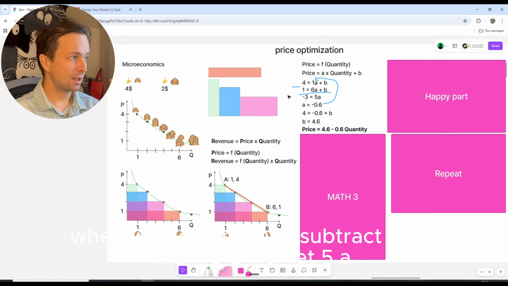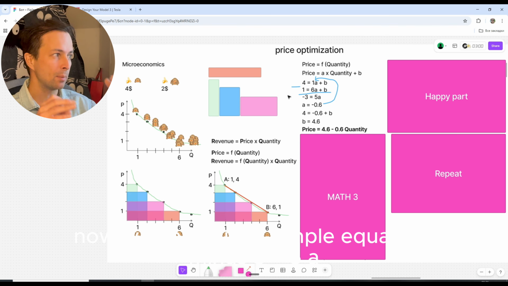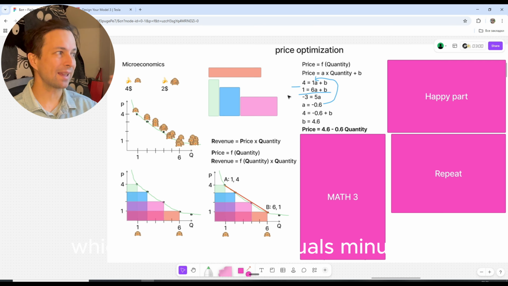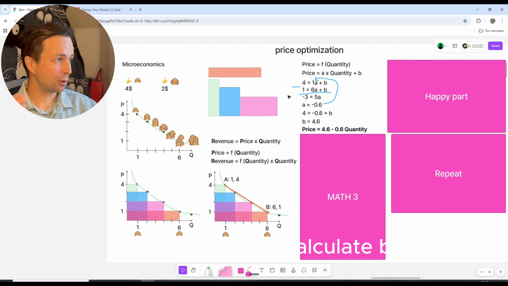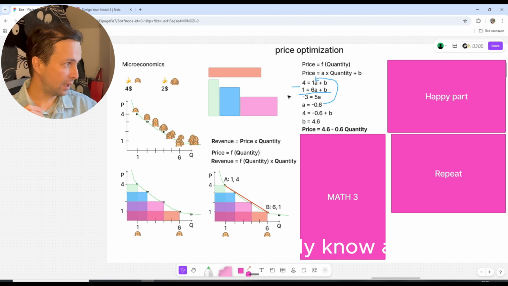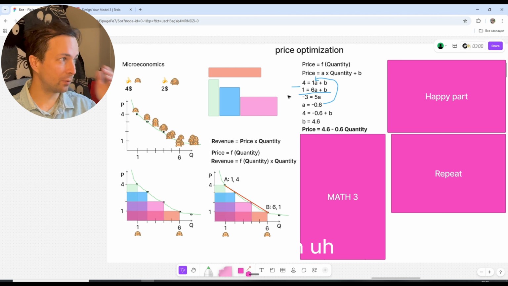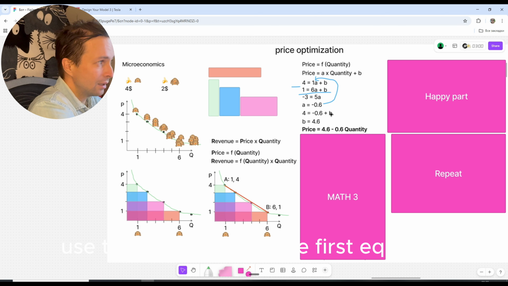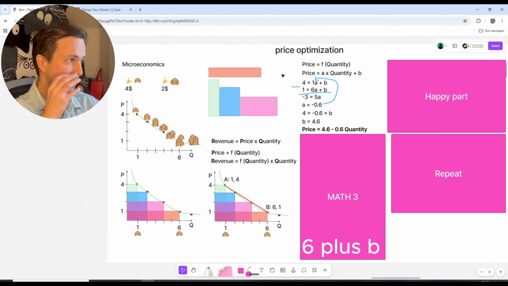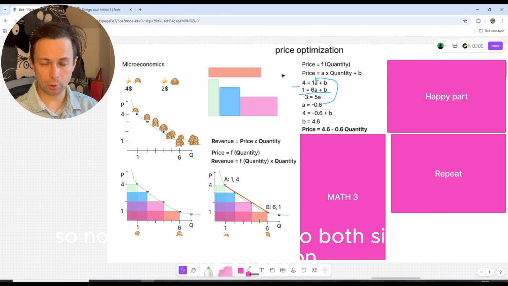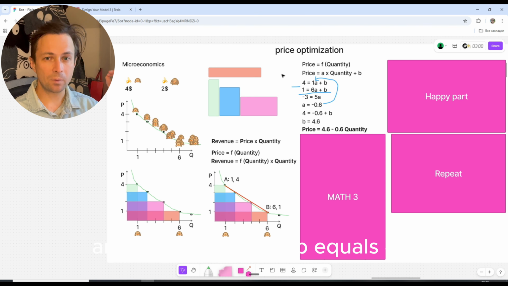When we subtract 1A from 6A, we get 5A. Now we have just a simple equation. -3 equals 5A, which means that A equals minus 0.6. And now we can calculate B. B here is, we already know A, so we can use this A to add it to the first equation. 4 equals minus 0.6 plus B. So now we can add 0.6 to both sides of the equation, and we will see that B equals 4.6.